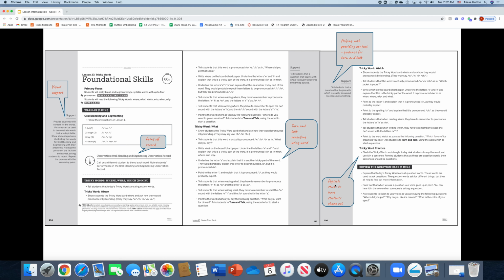Then I just made note of another student engagement strategy for myself. I like to use popsicle sticks. When we're doing this tricky word practice where I'm asking students to say the word and use it in a sentence, I'm going to just choose popsicle sticks so that I have that random selection of students doing this portion with the whole group.